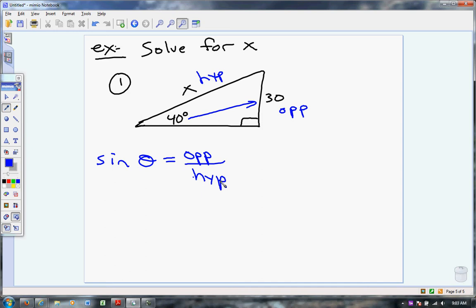I know the angle, so I put the angle in for theta. The sine of 40 degrees equals the opposite side, which is 30, over the hypotenuse, which is x. And now I just have basic algebra. 40 degrees is not one of those common special triangles. So this means we need to use the calculator.